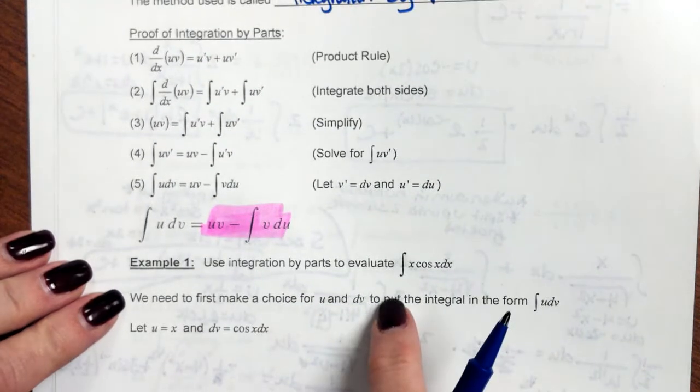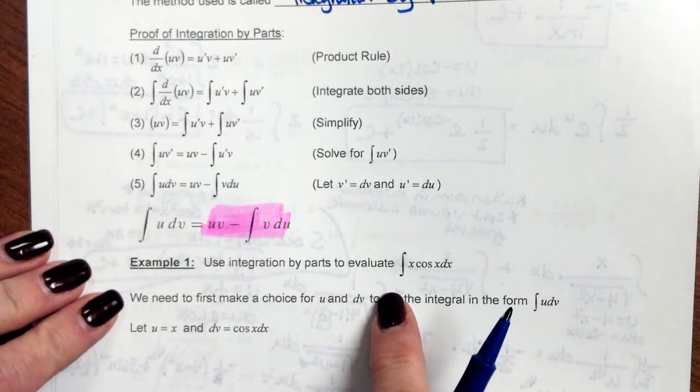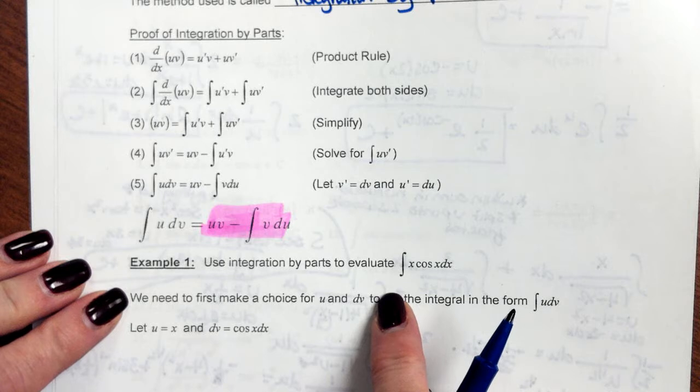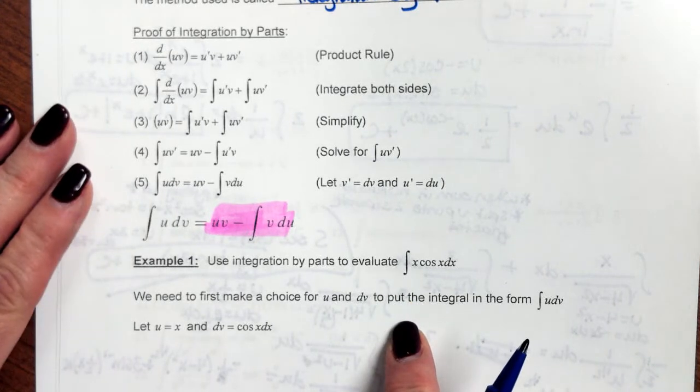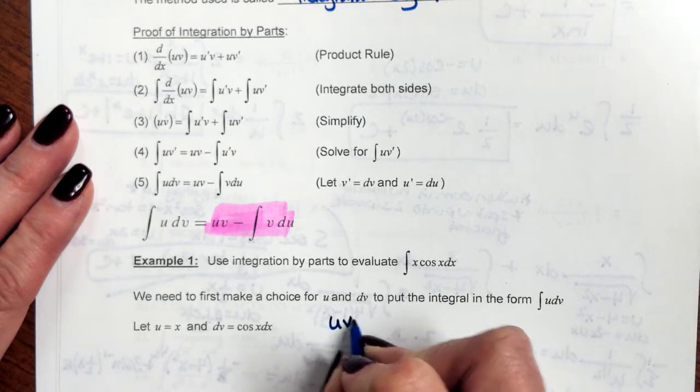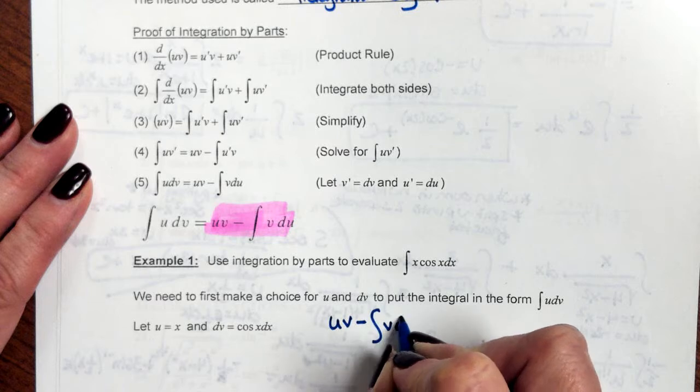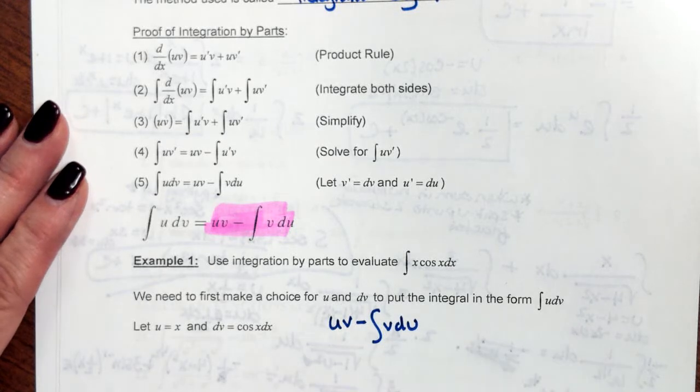So the trick when you're doing integration by parts is what you're going to let u be equal to and what you're going to let dv be equal to. So again, when we're doing our integration by parts, the formula we're going to be using is u times v minus your integral of v times du. That's the formula for parts.